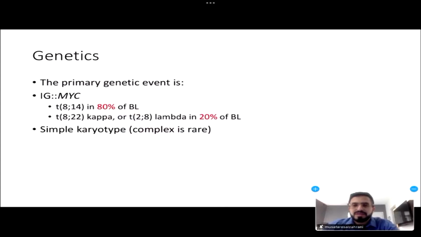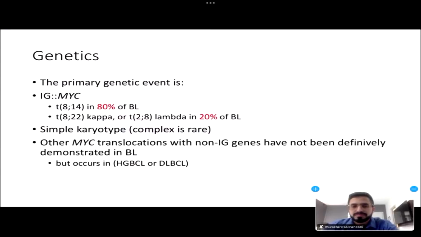Typically, Burkitt lymphoma is associated with a simple karyotype. So complex karyotype is quite rare in Burkitt lymphoma, even in the presence of TP53 aberration, which typically presents with complex karyotype in other types of, for example, leukemias. But in Burkitt lymphoma, the karyotype is usually simple.